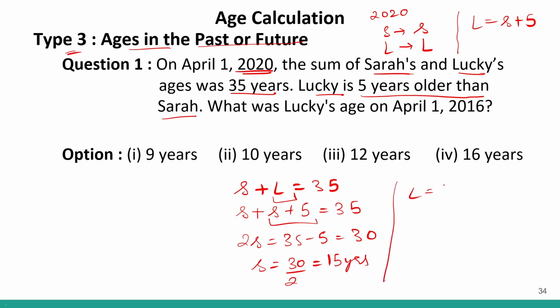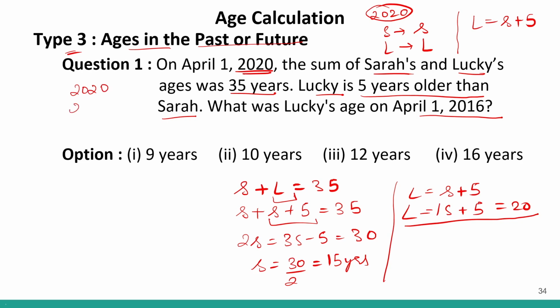Lucky's age is how much? It is S plus 5. So 15 plus 5, that is 20. So Lucky's age is 20. This was for the year 2020. Now in the question we are asked what was Lucky's age on April 1, 2016. So from 2020, if we are going to 2016, that means we are going 4 years back. Correct? 4 years in the past.